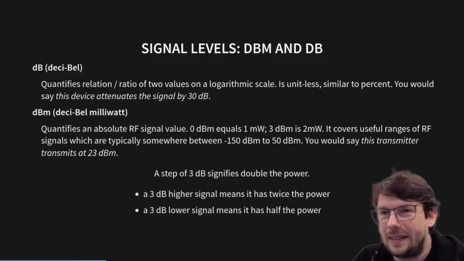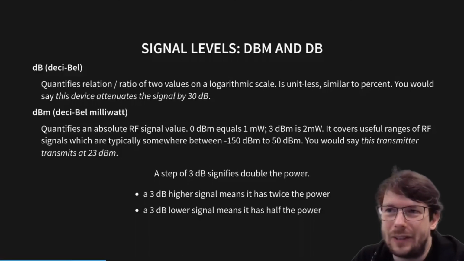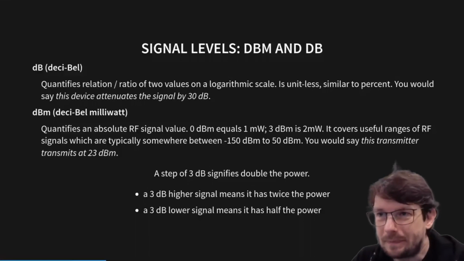And that's contrary to the dBm, the decibel milliwatt, which quantifies an absolute RF signal value. So it's basically just a fancy way of saying so many watts or milliwatts or nanowatts, just in a different scale. It's defined in a way that 0 dBm equals 1 milliwatt, and then 3 dBm is 2 milliwatts, and so on. These are just some examples.